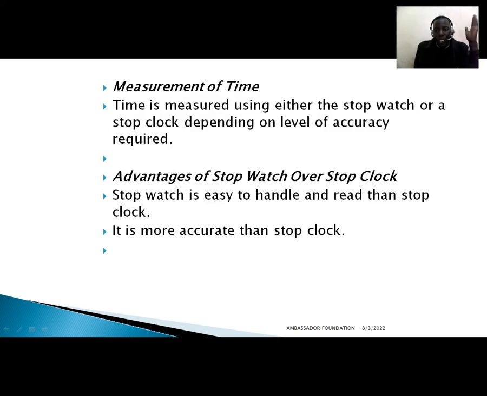We measure time using a stopwatch or a stop clock, depending on the level of accuracy required. You cannot use a stop clock to measure time for 2 athletes running. By the time you are looking at the stop clock, it's over. We use a stopwatch, which is more advantageous. A stopwatch is easier to handle and read than a stop clock. I know some of you are in high school, but you've never known how to read a stop clock. It's more accurate than a stopwatch.